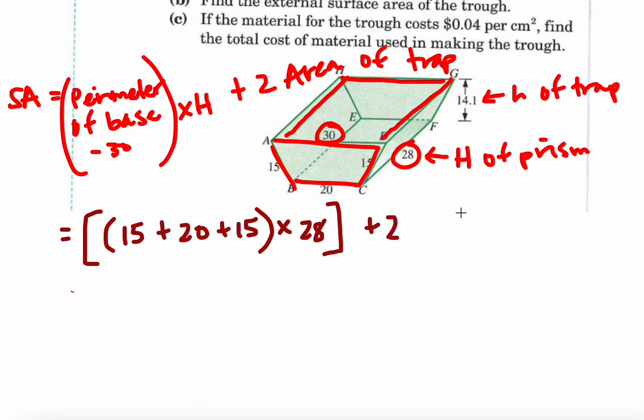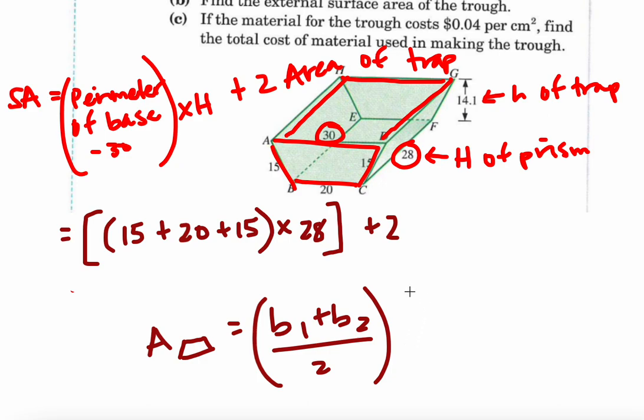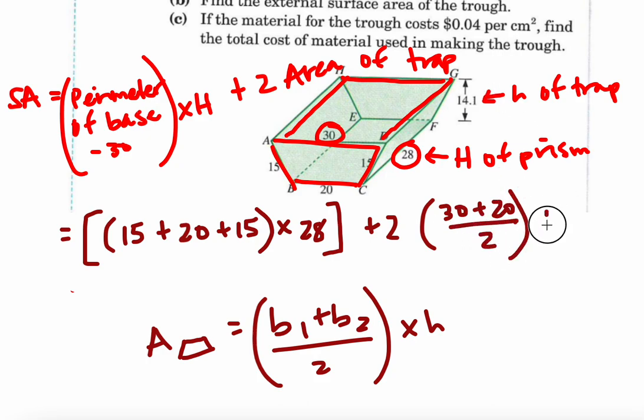I wish I didn't erase that answer because I had it before. Area of a trapezoid, if you remember, was base 1 plus base 2 divided by 2 because we're trying to figure out the average, times the height, small h, the height of the trapezoid. Okay, so let's set that up. We have the first base, which is 30, plus the second base, which is 20, divide that by 2, times that by our little h, height of the trapezoid, 14.1.